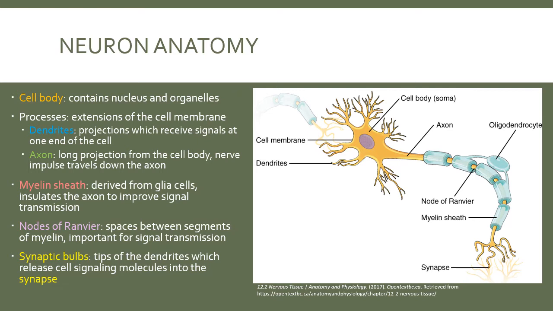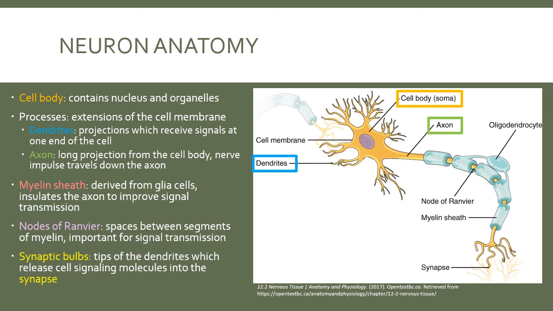Now, the neuron, of course, is the sort of flagship cell of the nervous system, and we'll talk a little bit about its structure. So it has a cell body, which you can see up here in orange. That's where the nucleus is and most of the organelles of the cell. The neurons have several processes, including dendrites and axons. So the dendrites are projections generally near the cell body that receive signals at one end of the cell. So they're the ones that detect incoming signals either from adjacent neurons or potentially from environmental stimuli.